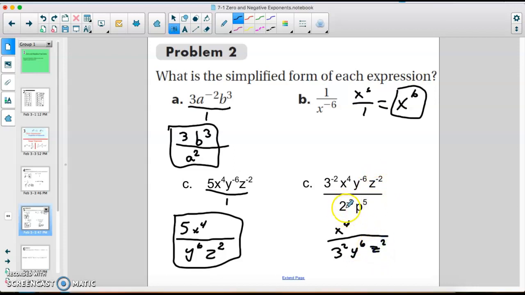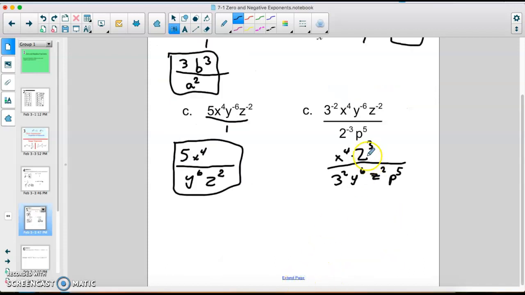Okay, now we have to deal with the stuff on the bottom. 2 to the negative 3, that needs to come up top. 2 to the 3rd, and then p to the 5th is positive, and so that just stays put where it is. Okay. Now we can do a little bit extra with this one, because I know that 2 to the 3rd is 8, and so I have 8 x to the 4th on top. On the bottom I know 3 squared is 9, and then I have y to the 6th, z squared, and p to the 5th. And that's as good as I can get it.